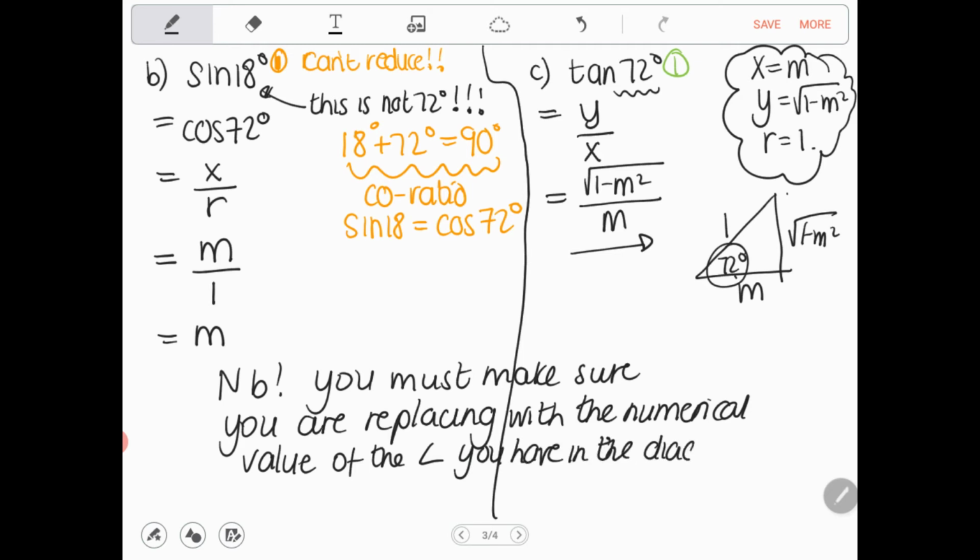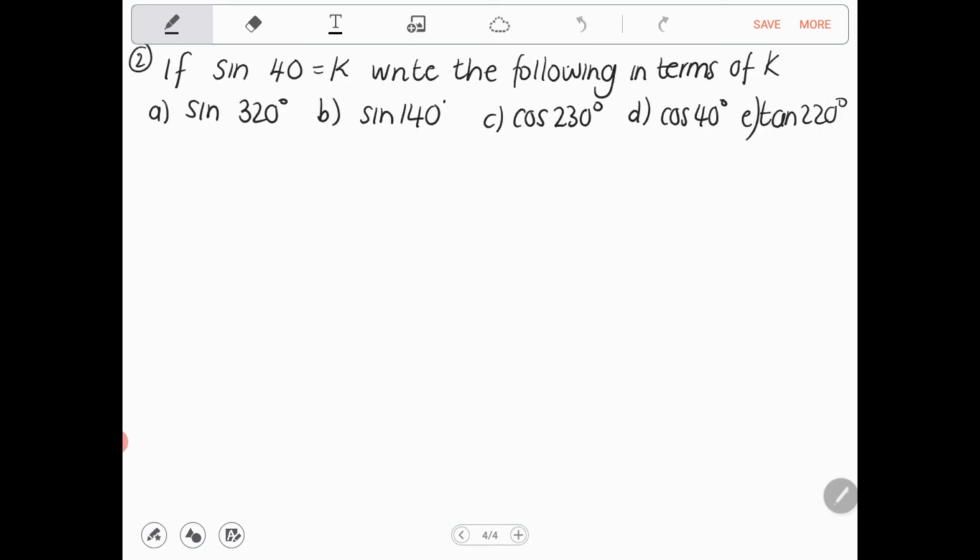So I can't use 18 if my diagram says 72. You've got to have that angle that's in your diagram. Okay, so let's just try another one quickly. If sine 40 is equal to k, so there we have it again, a numerical trig ratio in terms of a variable.